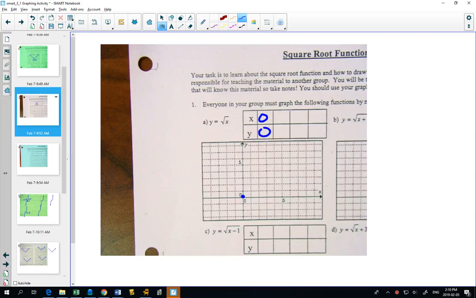So we have (0, 0). Square root of 1 is 1. Square root of 4 is 2. Square root of 9 is 3. And the shape of this graph looks like this. And the arrowhead is only on one side, because if you had the arrowhead going on the other side, it would say that you could keep going into the negatives, which is not true.